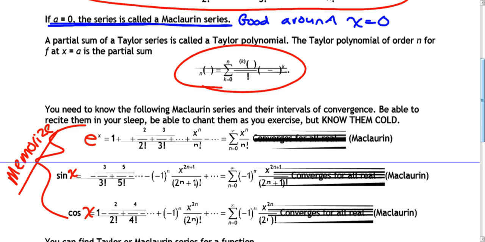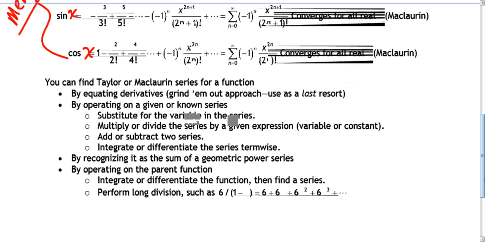We can find Taylor series and Maclaurin series, which again is a polynomial approximating a function. What we've done already is equating derivatives, and that is what the very first formula at the top is. That's using our derivatives and dividing by the exponent factorial. The next thing we can do is operate on a given or known series. That's what you really want to do. That's one of the easiest ways.